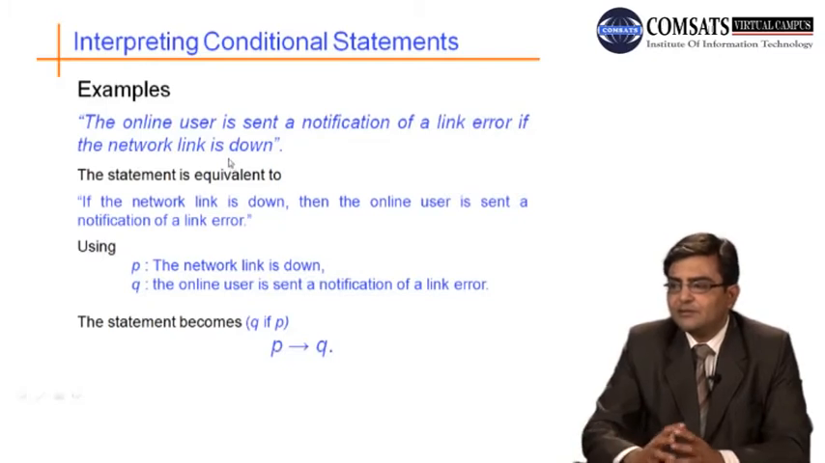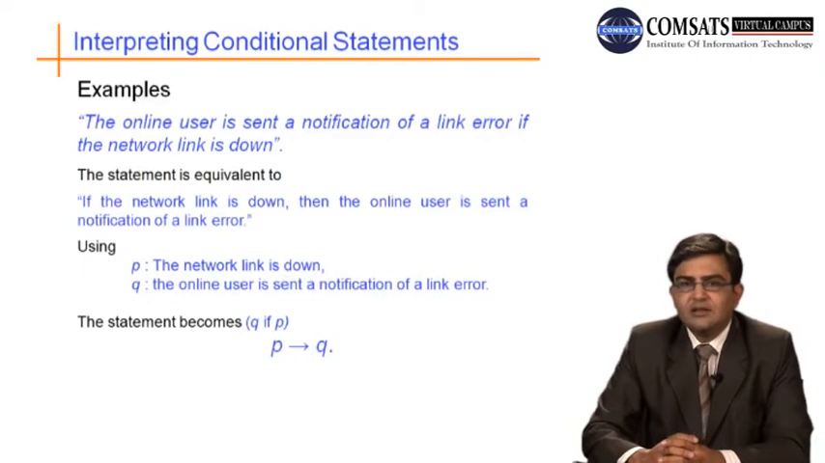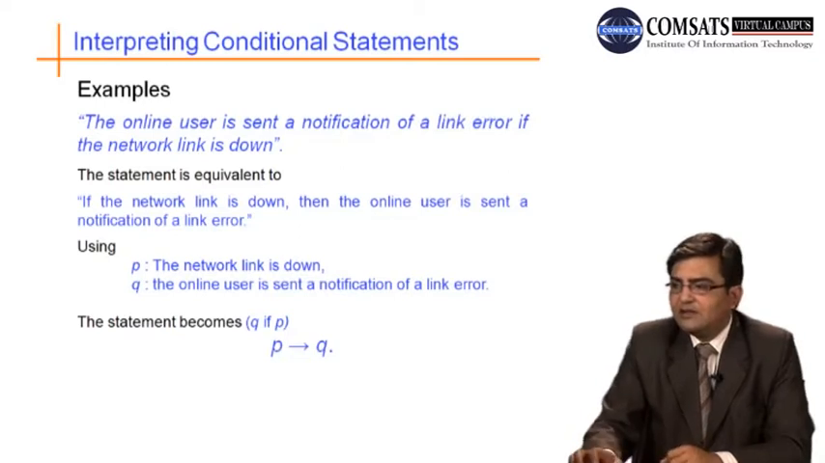If someone is using the internet or a computer, then the online user is sent a notification of a link error, that there is an error in the link if the network link is down. Now this statement is also a conditional statement. What is the condition here, or what is the hypothesis? The network link is down is the hypothesis or the condition in this statement.